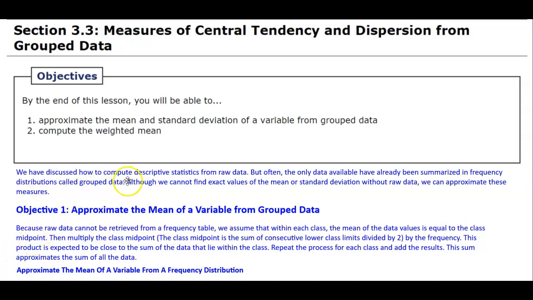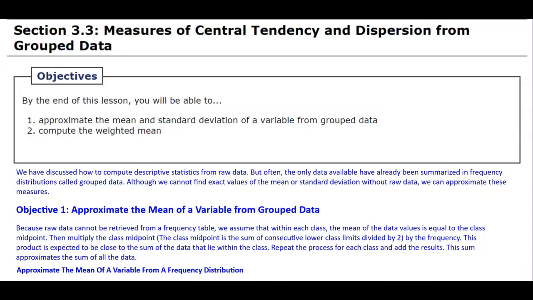Now, we have discussed how to compute descriptive statistics from raw data, but often the only data available have already been summarized in frequency distributions called grouped data. Although we cannot find exact values of the mean or standard deviation without raw data, we can approximate these measures.